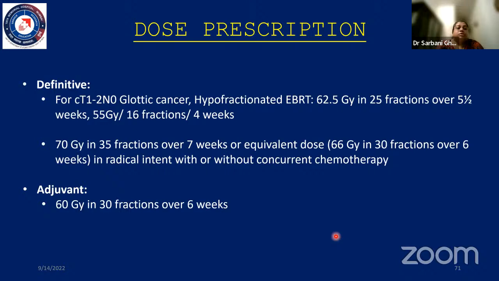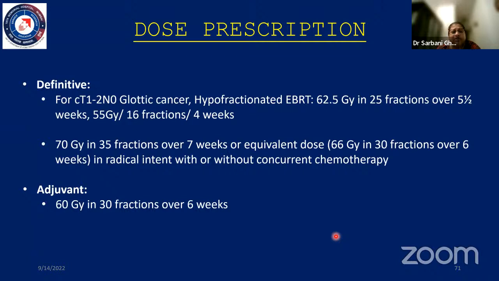Now coming to dose prescription in the definitive setting for early glottic cancers, T1, T2, we use hypofractionated schedules, typically 2.5 gray per fraction, or even more hypofractionated, like 55 gray in 16 fractions. In others with more advanced disease, supraglottic cancers, subglottic cancers, we use schedules that are equivalent to 70 gray in 35 fractions over 7 weeks, doing optimal volume reductions.